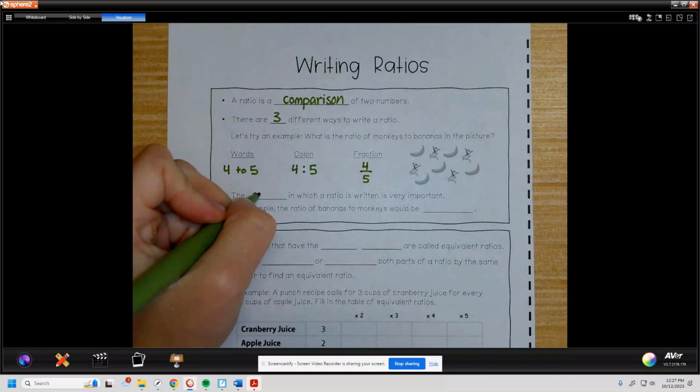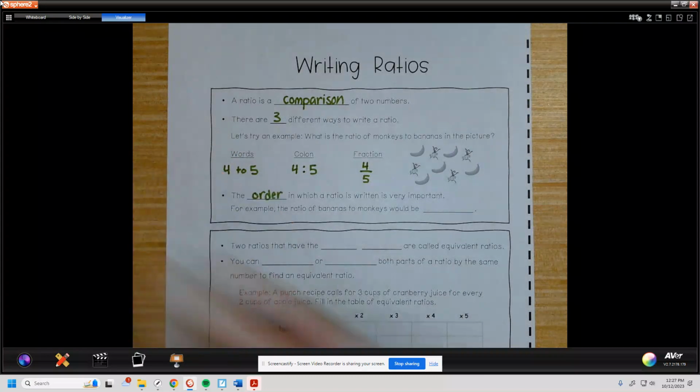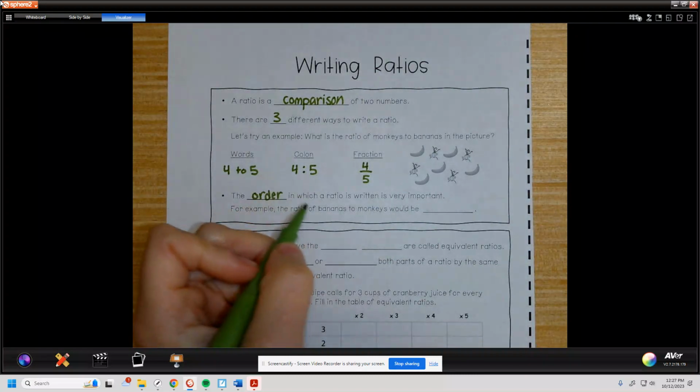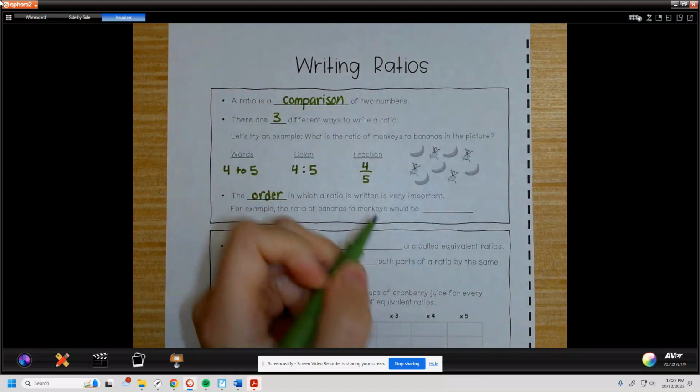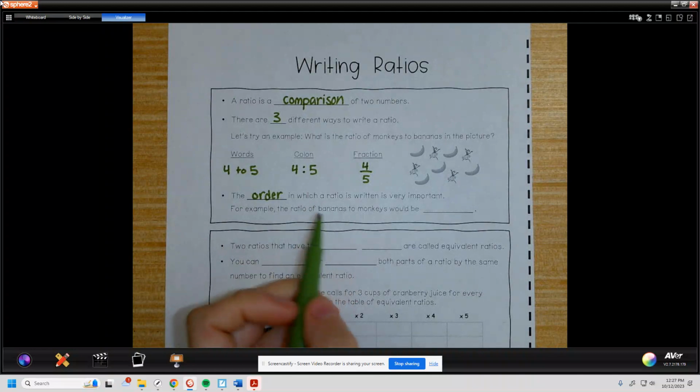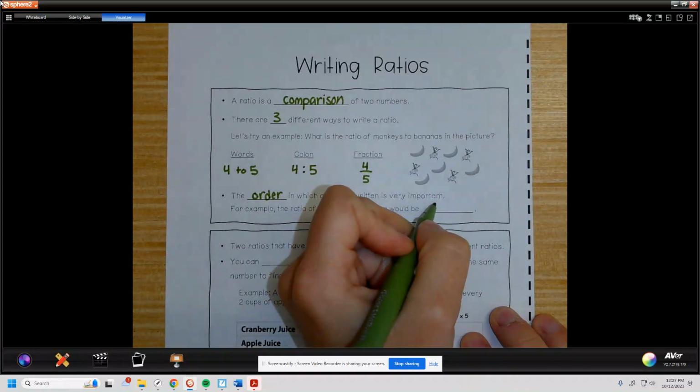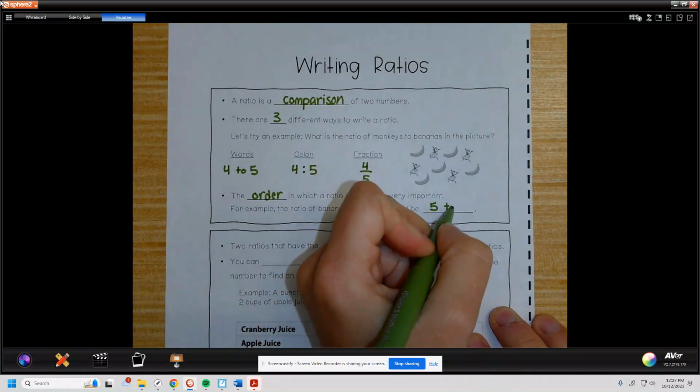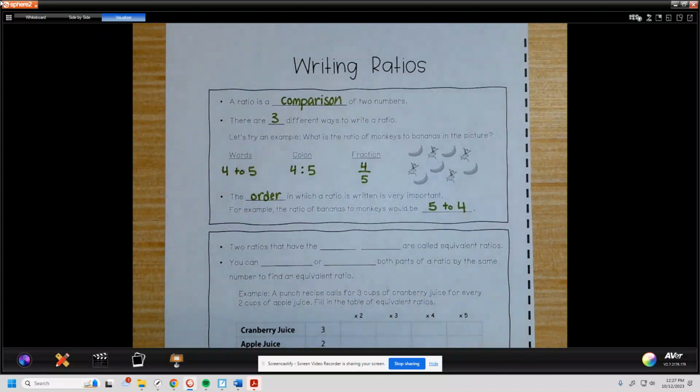The order of a ratio is very important. For example, if it asked you for the ratio of bananas to monkeys, that would be different. You'd have to put bananas first, so you'd have to put 5 to 4. So you got to read the order of the ratio.